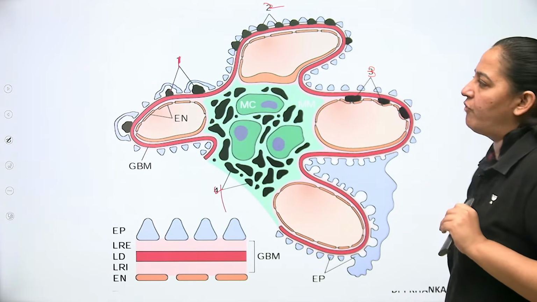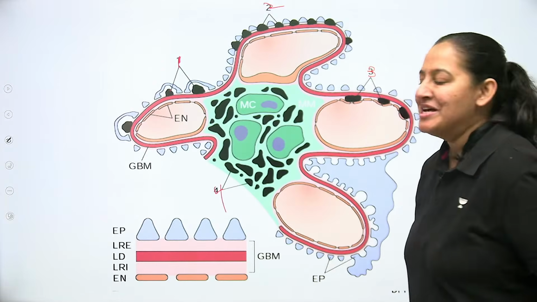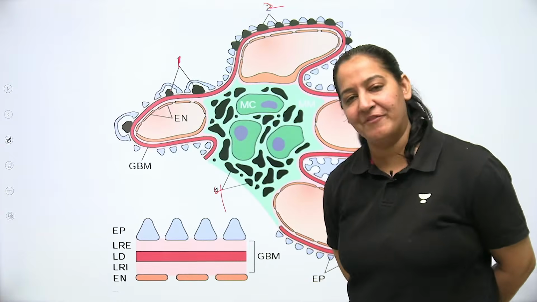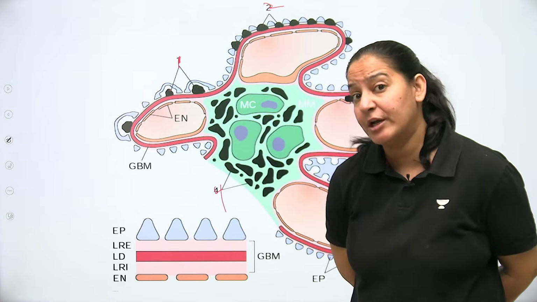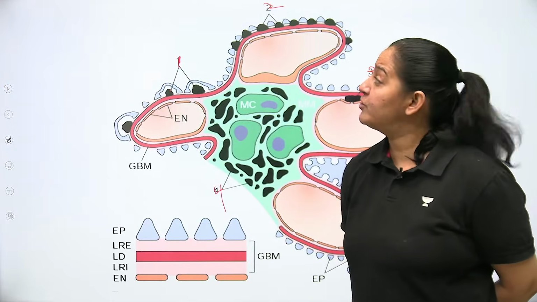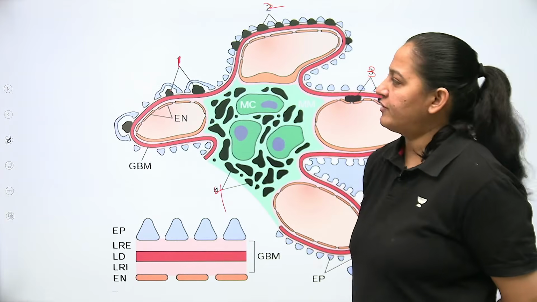Now tell me the 4. What is 1, what is 2, what is 3, what is 4? See the location of all 4 of them. The 4 types of deposits, the diagram from Robbins. Today only you will read Robbins and appreciate all these things in the Robbins only. Can you tell me what is 1?